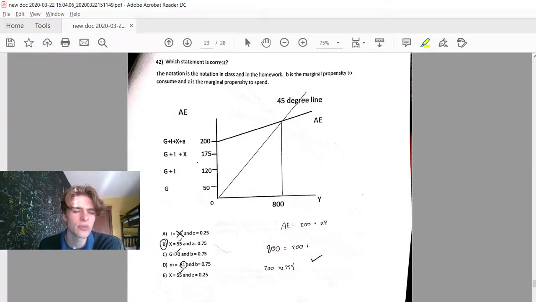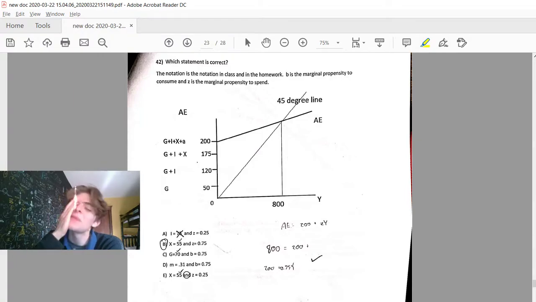M equals 0.31 and B equals 0.75. That's just confusing. So no. We'll circle back. And X equals 55, that's right.